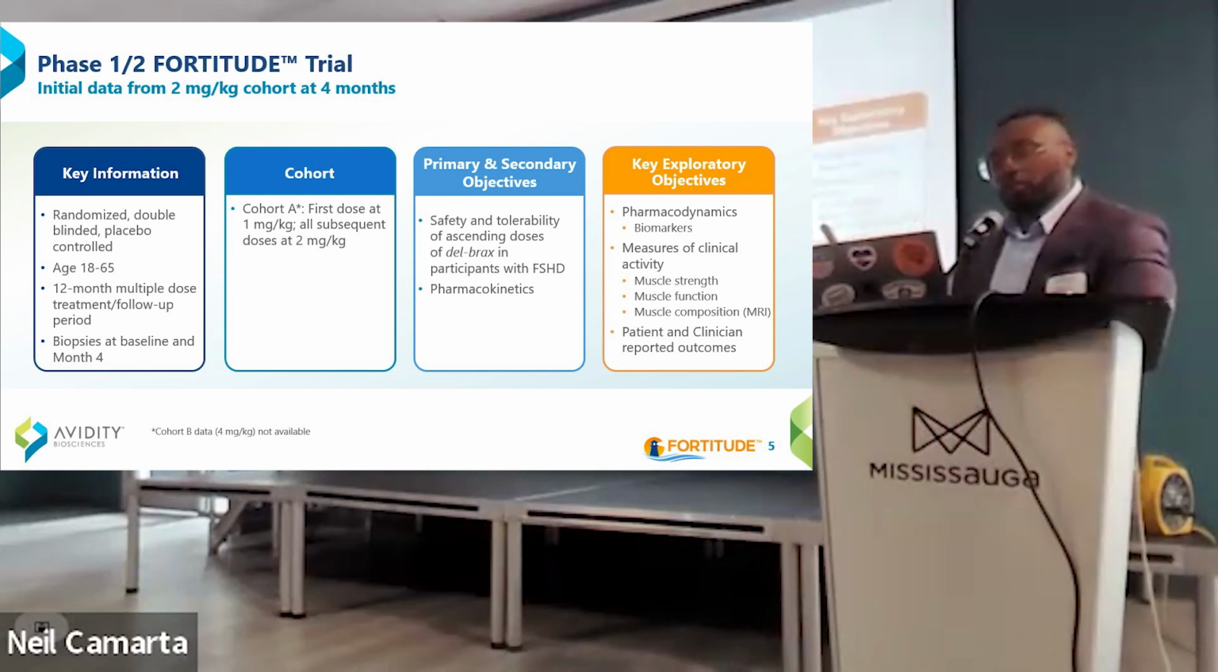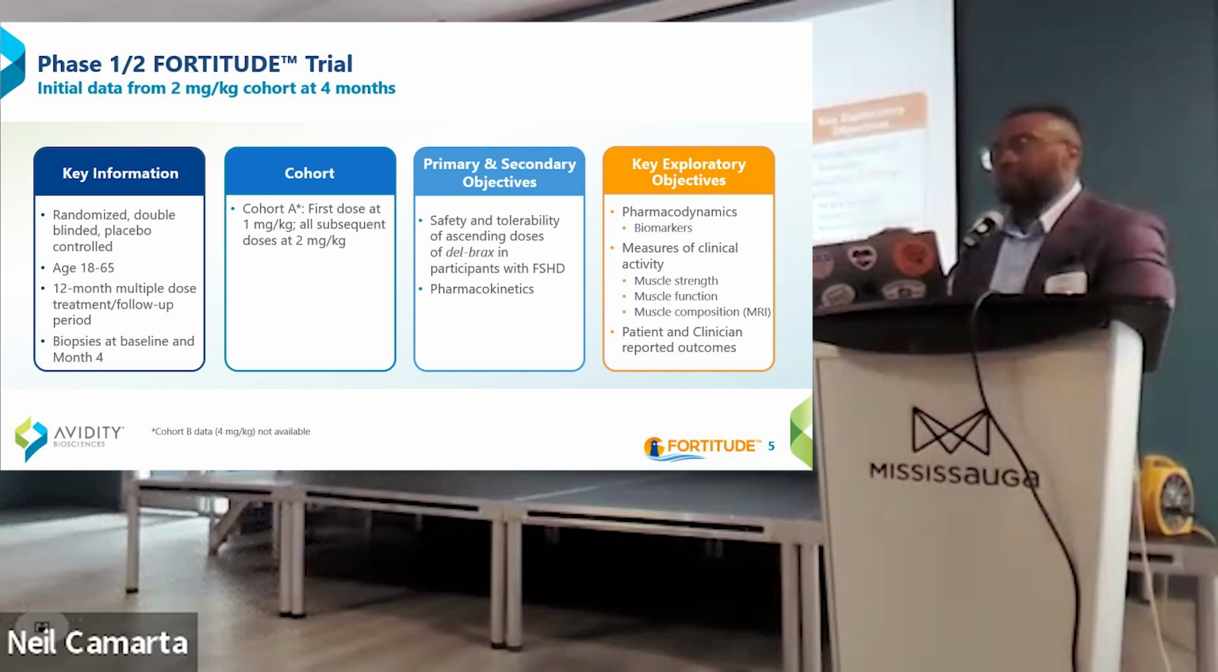So in the phase 1/2 trial, what happens is we start with the first dose, the lower dose, and then we progressively up the dosage. So that's why you see it says cohort A. Our first dose was 1 milligram per kilogram, and then we up the dose to 2 milligrams per kilogram. Phase 1/2 we're looking at safety and tolerability. That's just to see how safe this drug is in humans.